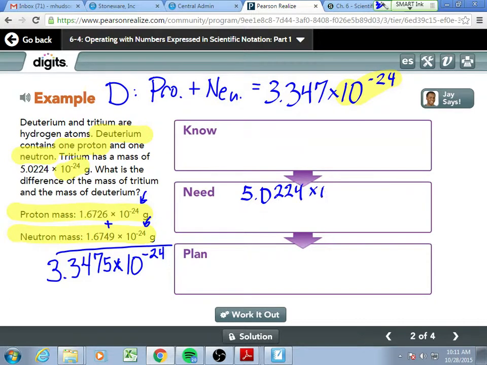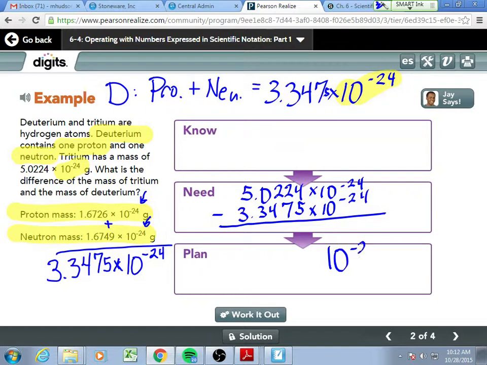So we need to do 5.0224 times 10 to the negative 24th minus 3.347. Sorry, I didn't write it up here. There's a 5 there. Times 10 to the negative 24th. Again, the first thing you should do so you don't forget about it is write your 10 to the power the same as it was.